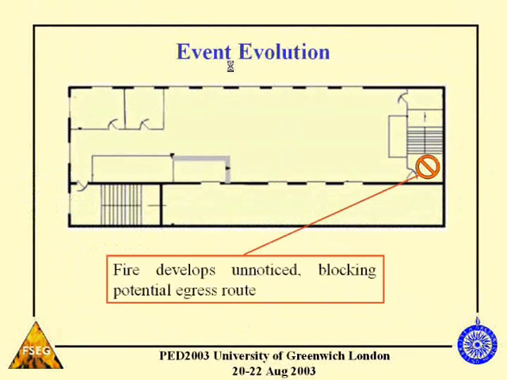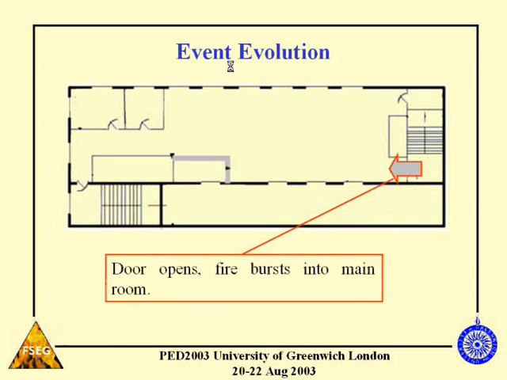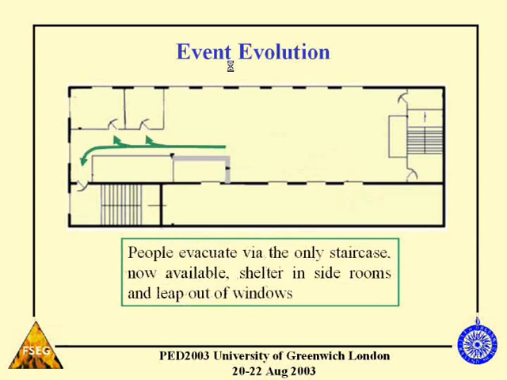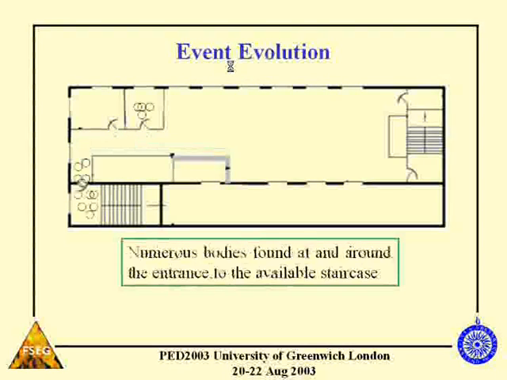This tries to encapsulate the whole process. The fire started on a staircase which was blocked. The door was open to the staircase, and so fire burst into the disco hall room. This rapidly spread, forcing people to evacuate using the only viable staircase that was left. Some people sought refuge in these side rooms, and this led to a number of fatalities, and especially bodies piled up by just inside this internal exit.